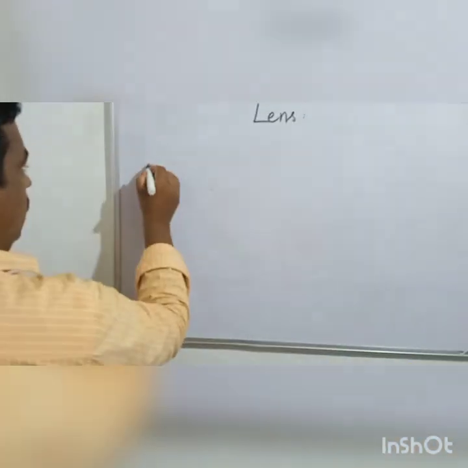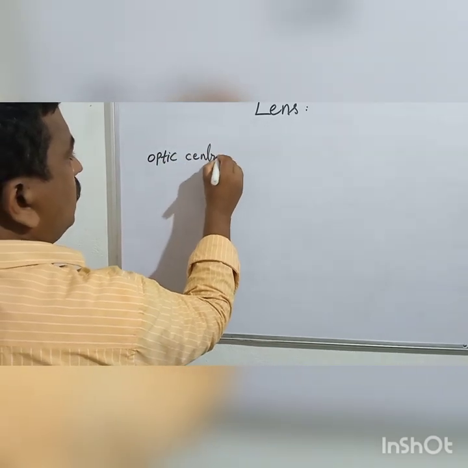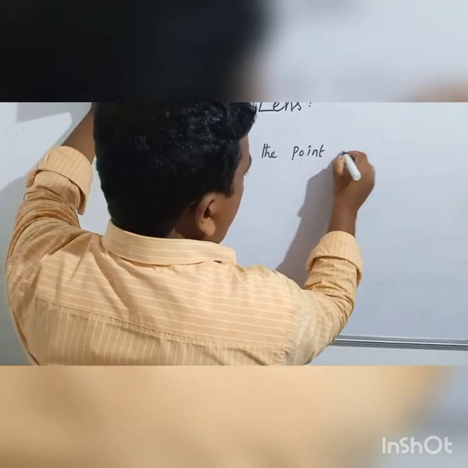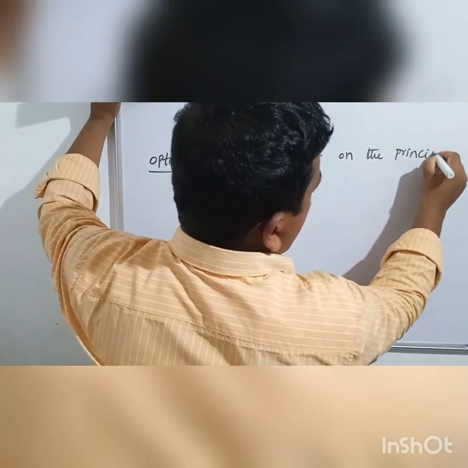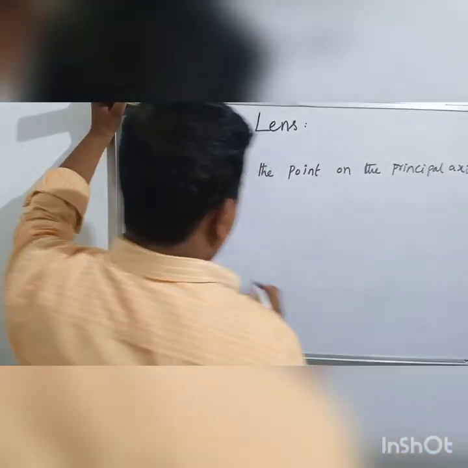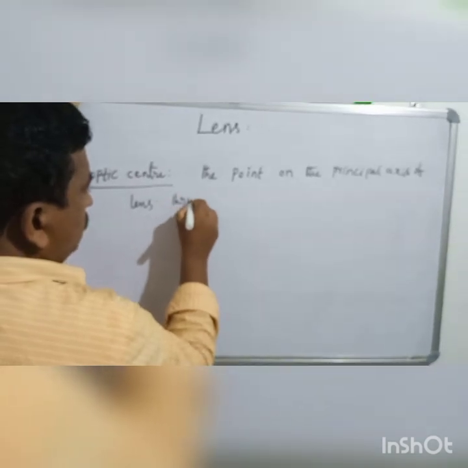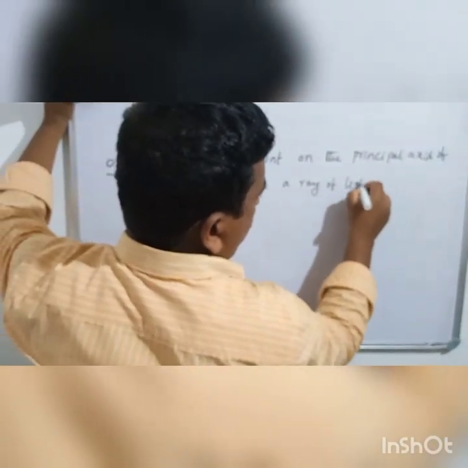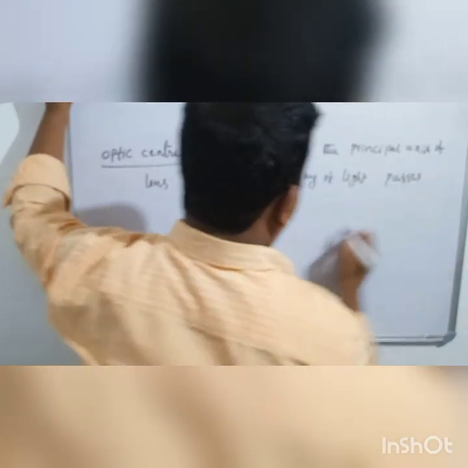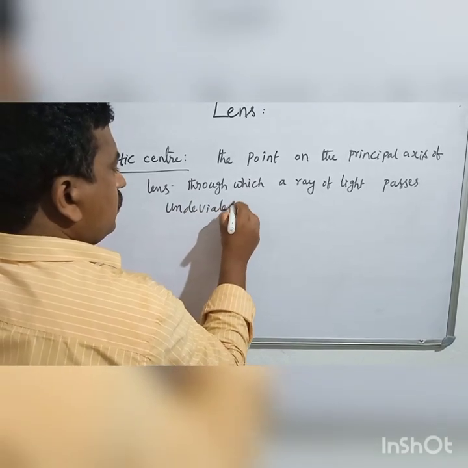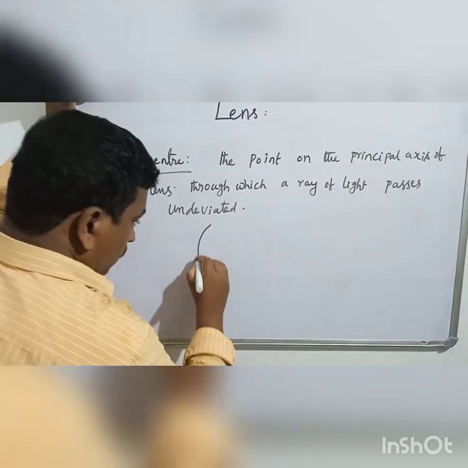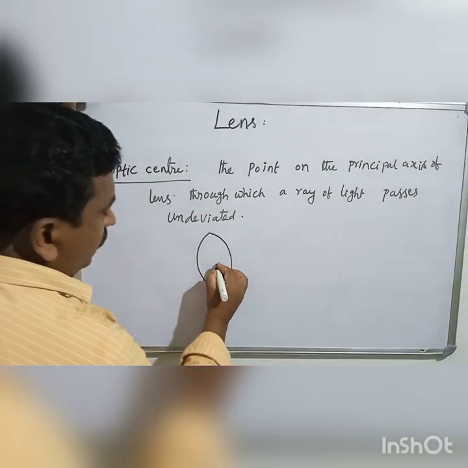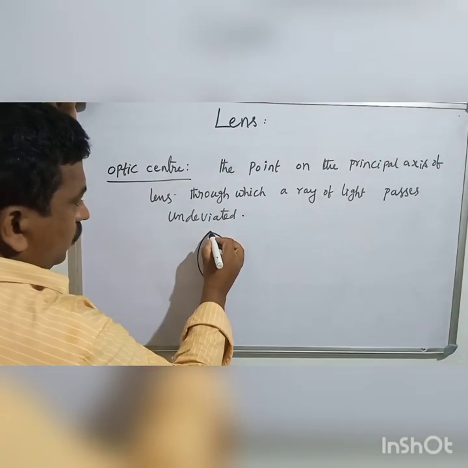So next, optic center. Optic center means the point on the principal axis of the lens through which a ray of light passes undeviated is called optic center. For example, this is the biconvex. Optic center means the center of the lens. For example, this is the center. So this is called the optic center.